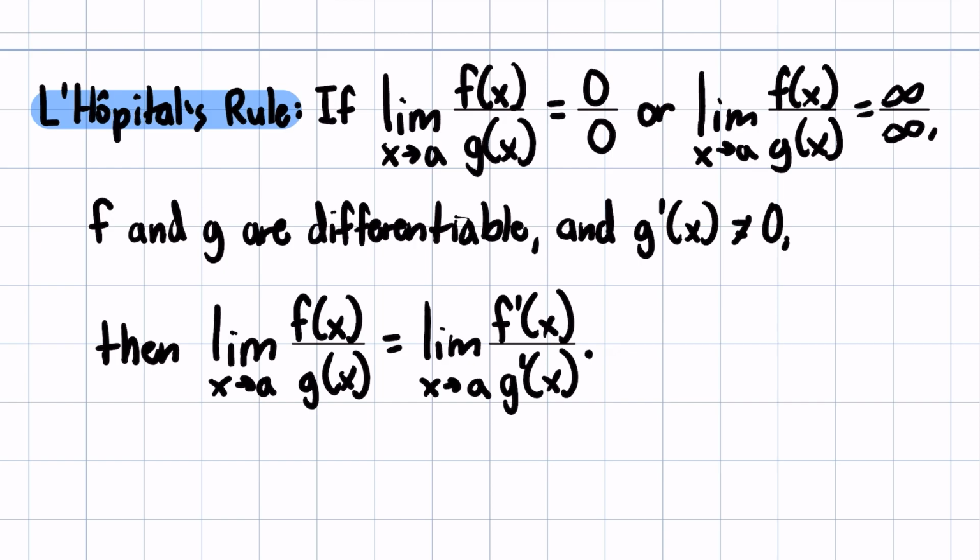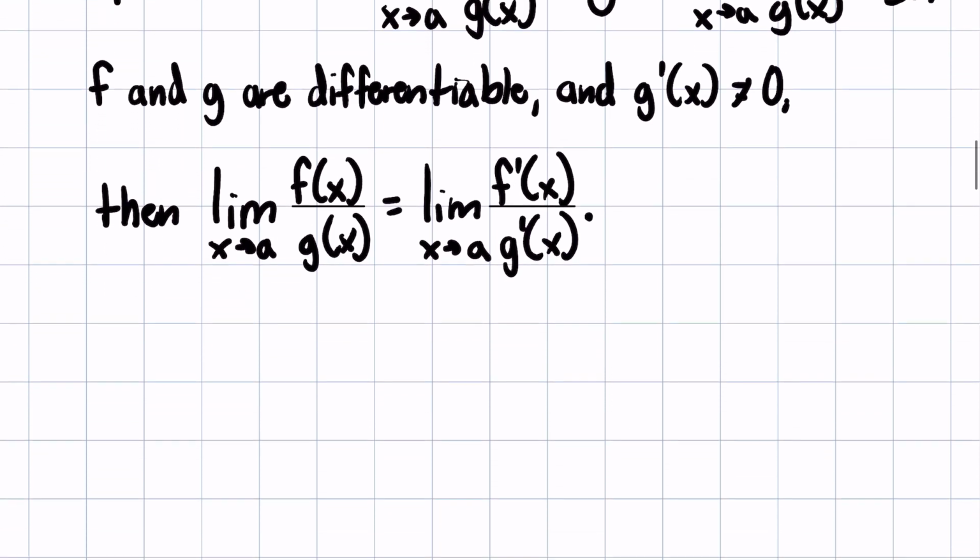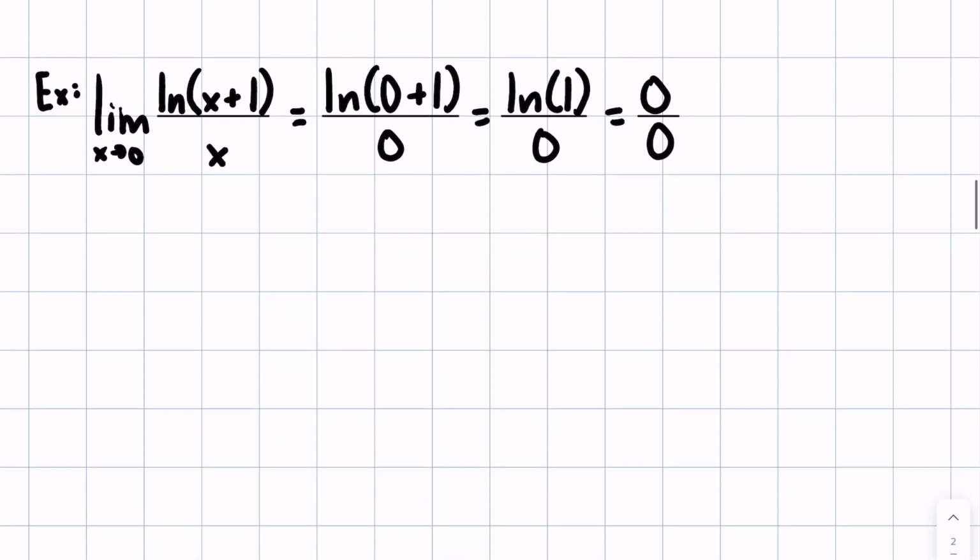Now keep in mind, we are not taking the derivative of the whole thing using quotient rule. Instead, we are individually taking the derivative of the numerator and the derivative of the denominator. Okay, so this is not quotient rule. Don't get that confused. So back to our previous example. At this step, we're going to apply L'Hopital's rule. So whenever I apply L'Hopital's rule, I just write LH over my equal sign.